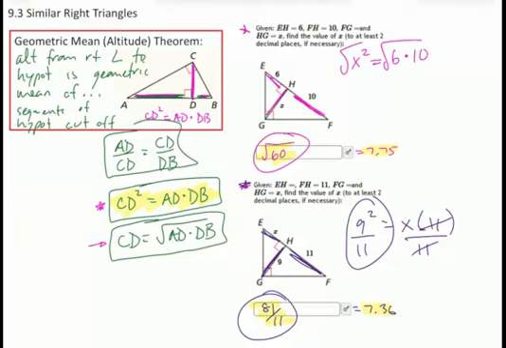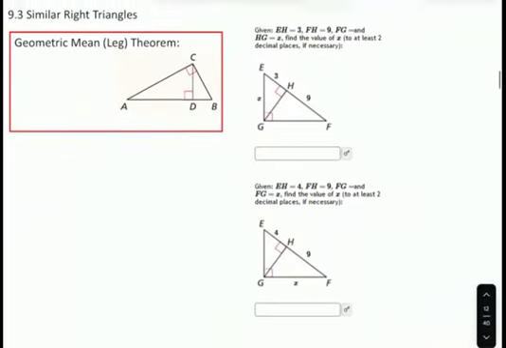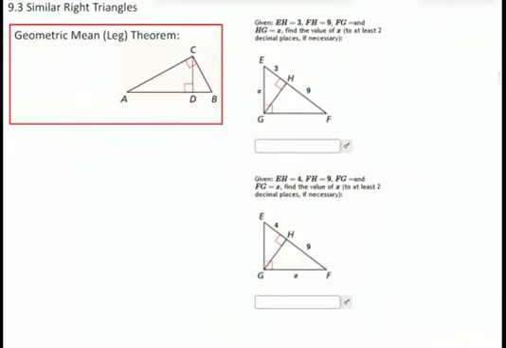All right, so that's the first of these geometric mean theorems. There's a second one to think about, and that's if your unknown is the leg itself and not the altitude or the segments cut off by that altitude. The final property is that if you have an altitude from the right angle to the hypotenuse in a triangle, it's going to create the following relationship.